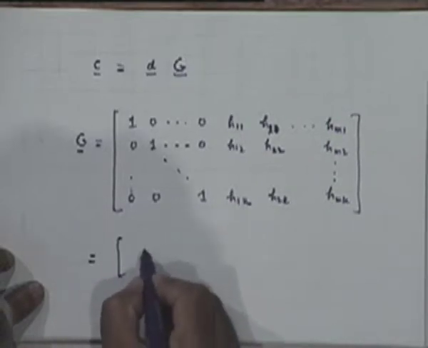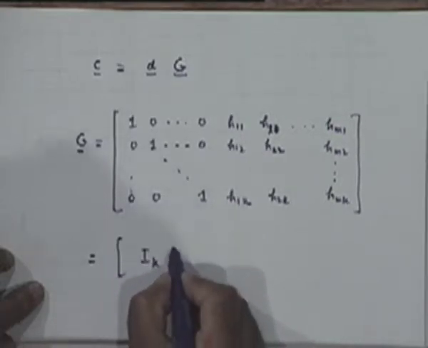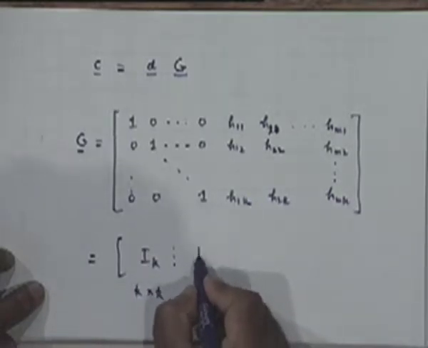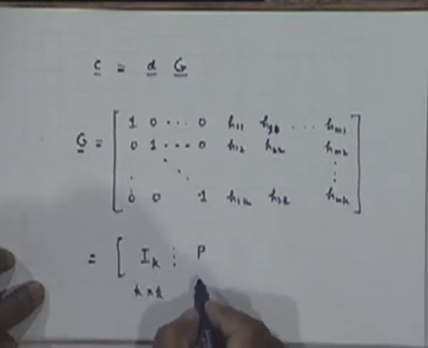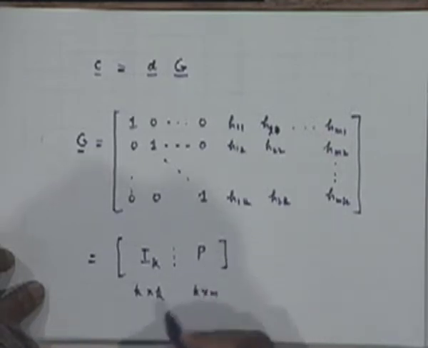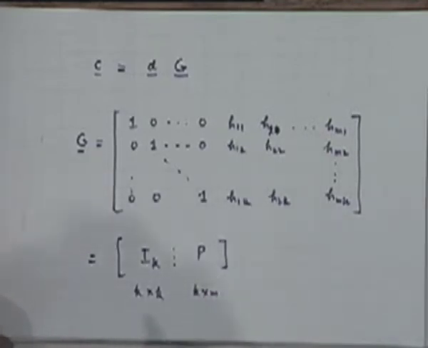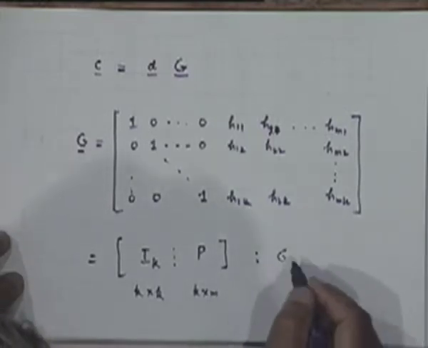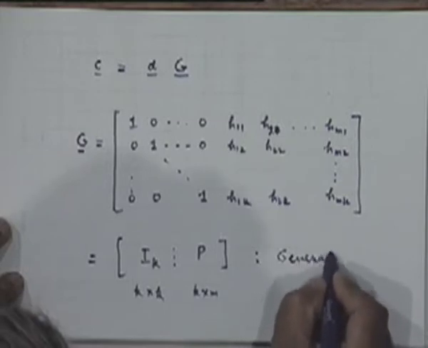So I can write this as a k into k unit matrix. This is k into k, and this is some matrix which we will call matrix P. It is known by the name of check matrix. Its dimensions are k into m, that is, k into n minus k, and this whole matrix is known by the name of generator matrix, matrix G.